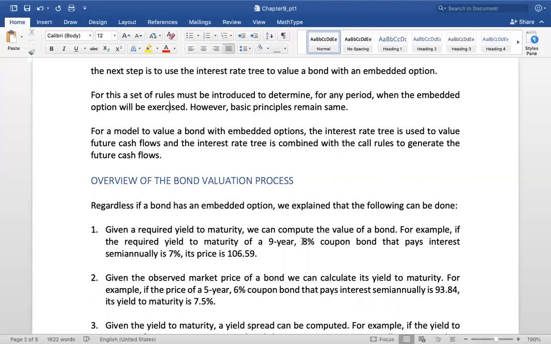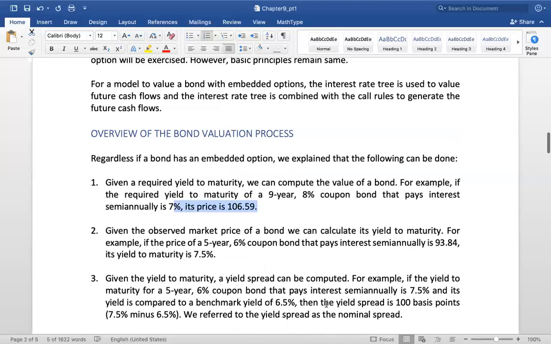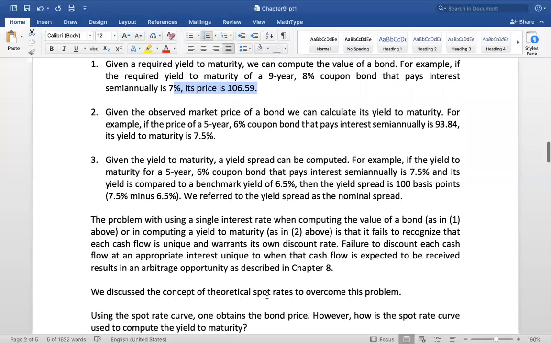So it's an 8% coupon, and 7% is the yield. It will be trading at a premium, and this will be the price. And if, given an observed market price, say 93.48, we can calculate the yield to maturity. And given the yield to maturity, a yield spread can be computed. So far, if we have a yield to maturity, we can calculate the yield spread for that particular bond from that yield to maturity.